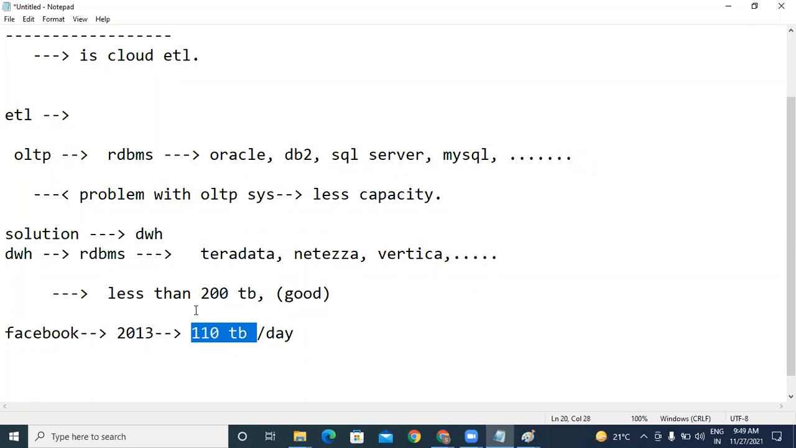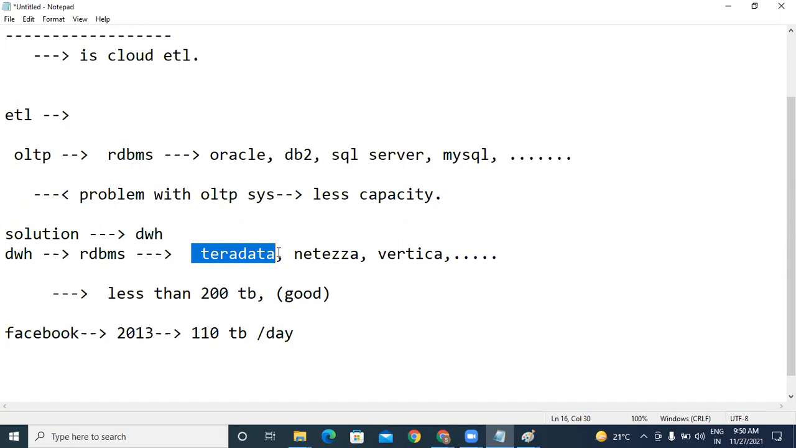If Facebook wants to use Teradata as a warehouse, what will happen? Please try to answer it. The system gets crashed because it won't have the storage capacity. That means for Facebook, Teradata can handle only 2 days of data. Maybe Netezza can handle 3 days of data. Vertica will die in one day.